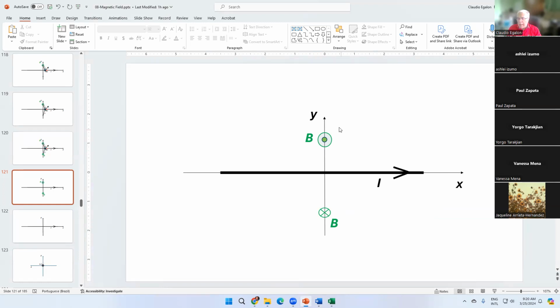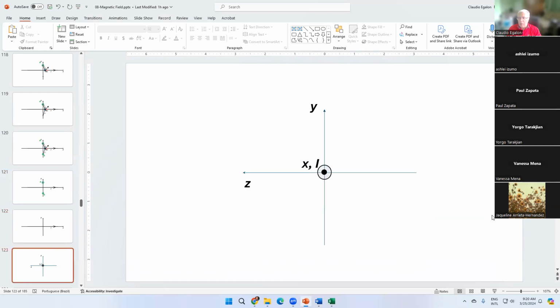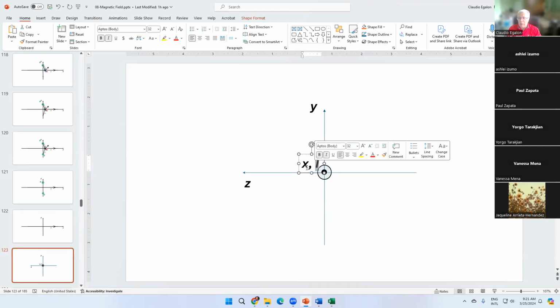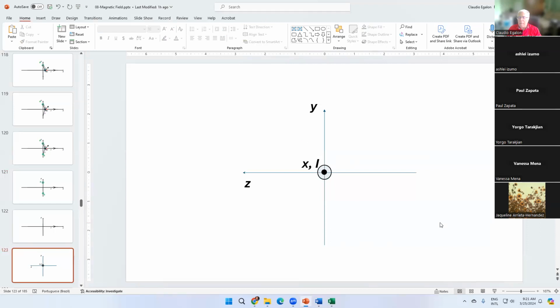And now we're going to look at this wire from this position. Okay, looking straight at the x-axis. When you look straight at the x-axis, the z-axis is going to point to the left, the y-axis is going to point upwards. And the x-axis now coincides with my current wire. What you have here is I for current, x for x-axis, okay?